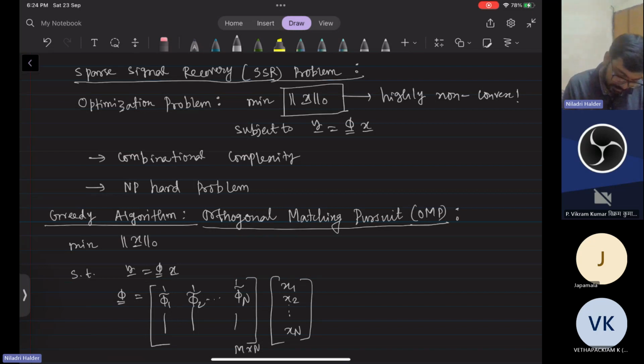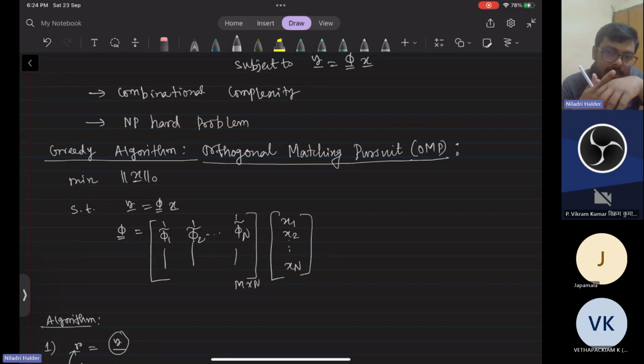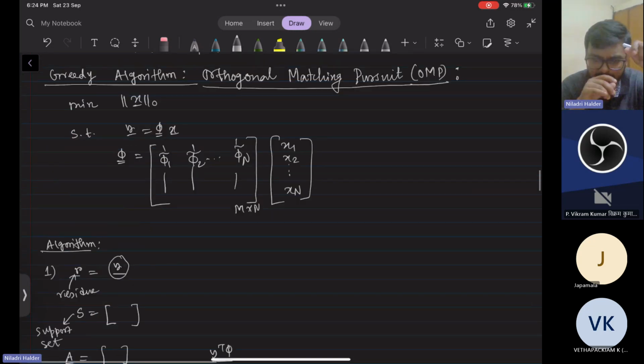So that's why we can do it another way. One is the greedy algorithm, that is the orthogonal matching pursuit algorithm. Another one is minimizing the L1 norm. Using the greedy algorithm, the OMP algorithm will not find the optimal solution. It is just a less computationally expensive, very simple way to find the sparse signal. That's why it is named a greedy algorithm, but this is not the optimal solution.